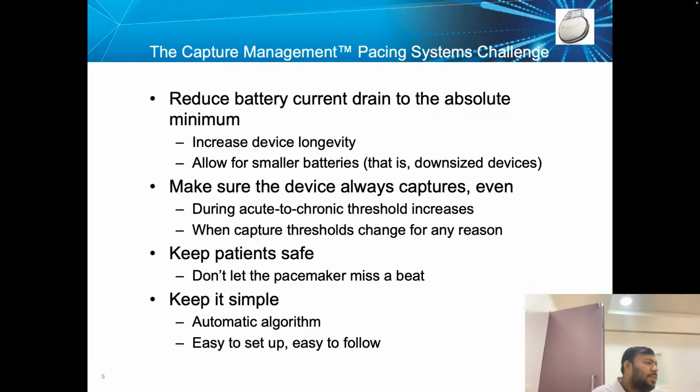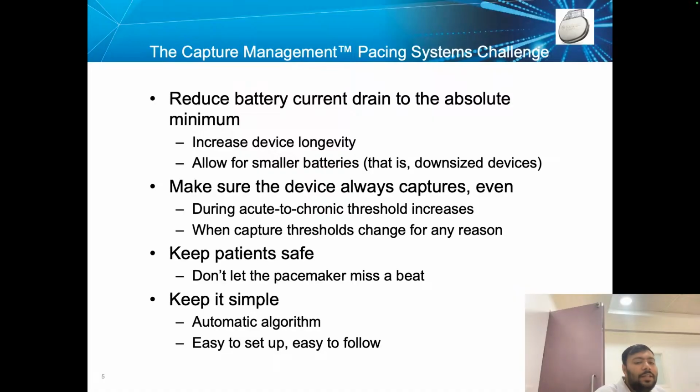Because of this, you don't want big batteries. You can compromise on your battery size, and it is obviously going to help your entire pacemaker. It will be in a very little size. So that is a downside of devices here. And obviously, acute to chronic threshold changes, it will monitor all these things and adjust the output accordingly.